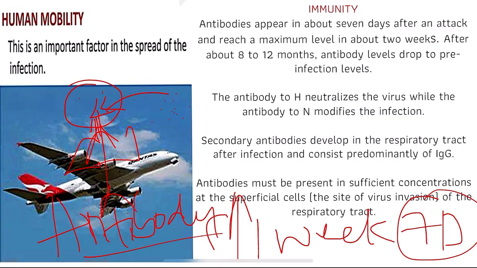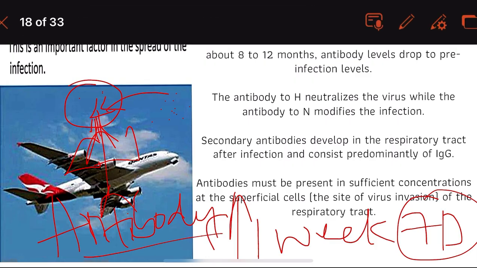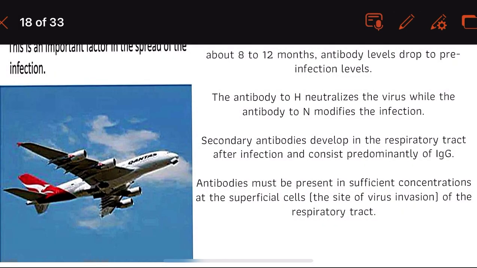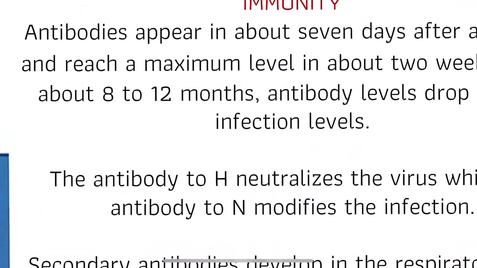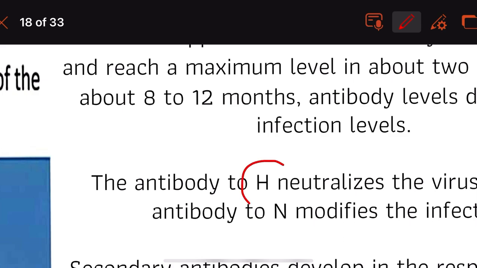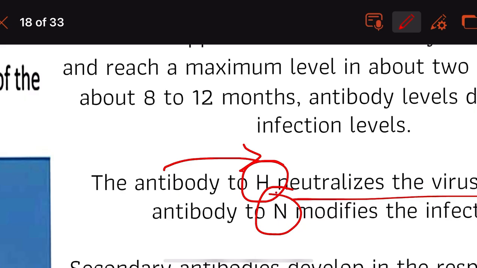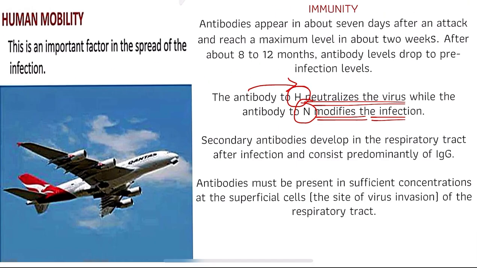The antibody to the H is neutralizing the virus, whereas the antibody to the N is modifying the infection. What is the function of these antibodies? The antibodies will be generated against this H antigen as well as N antigen. The antibody against the H antigen will neutralize the virus, whereas the N will modify the infected cells or the infection. Secondary antibodies will develop in the respiratory tract after the infection and they are IgG. So the secondary antibody is predominantly IgG.